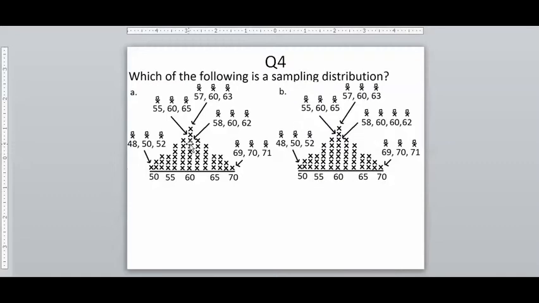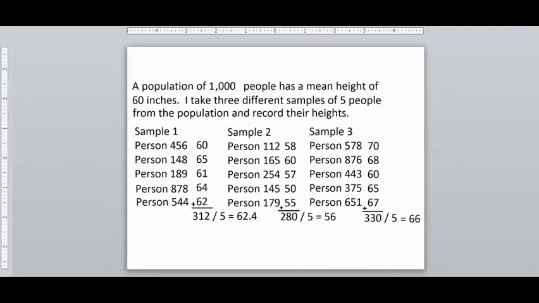This one, A is a sampling distribution because a sampling distribution is the means of all possible samples of one sample size, which is over here in choice A. Choice B isn't correct because these samples aren't all the same size. One of them has 4. So A is correct. They have to all be the same sample size to be a sampling distribution.